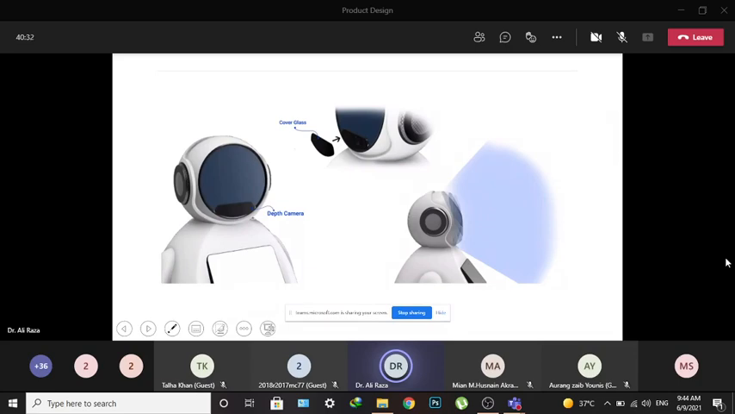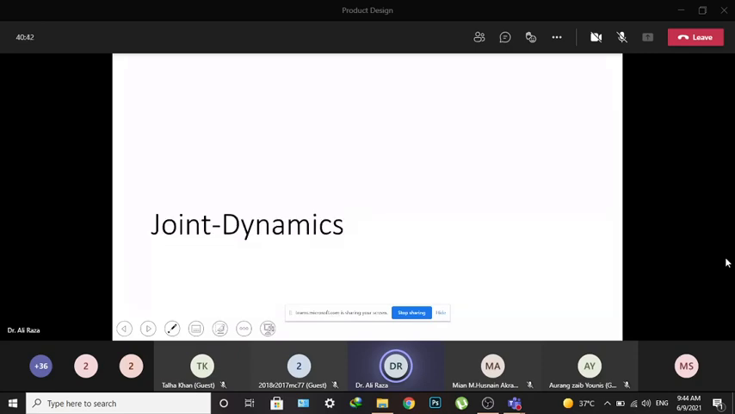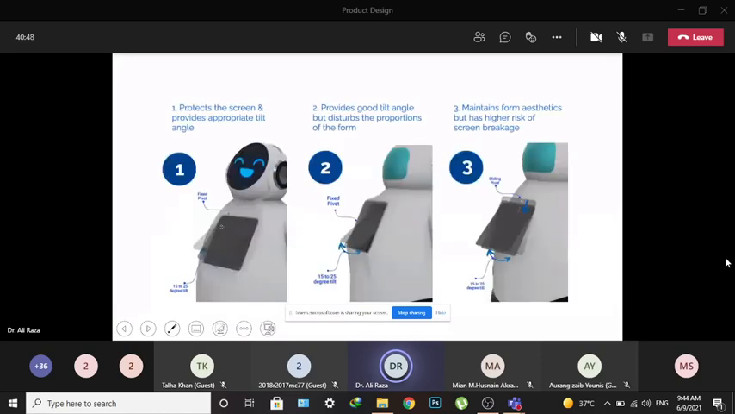But the ones corresponding to the form factor, corresponding to the design, these were the major aspects of the technical domain. But the one that is yet to be discussed is joint dynamics. Now, there was this screen in front of the robot. There's one screen which is corresponding to how the face is indicated. So that is the expressions. That is the face of the robot.